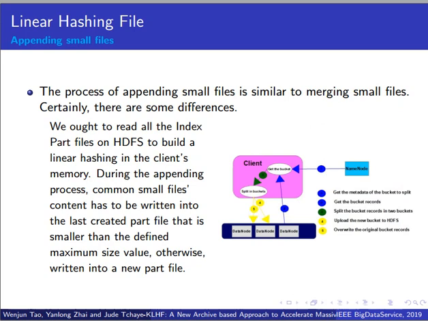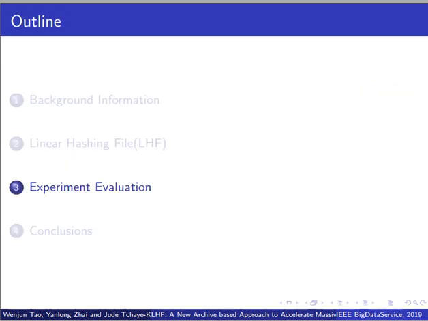Appending small files. The process of appending small files is similar to merging small files. Certainly, there are some differences. We need to read all the index part files on HDFS to build a linear hashing in the client's memory. During the appending process, common small files' content has to be written into the last created part file that is smaller than the defined maximum size value, otherwise it is written to a new part file. Next, I will show you the experiment evaluation.